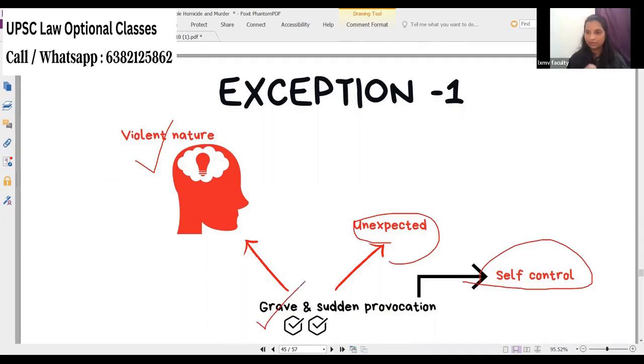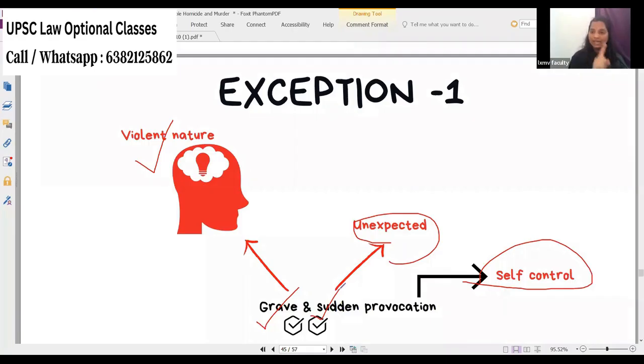Just by calling someone dark, fat or something. See, if the person is already stressed with a lot of issues, everybody calling her dark, fat or something like that, it may be a grave and sudden provocation. So what is grave for everyone depends upon circumstances. But what law sees is that the provocation must be very, very deep. That's what is grave. And it must be sudden. It must give out a reflex action. There is no pre-planning. Immediately it kindles him and he does some unexpected action.